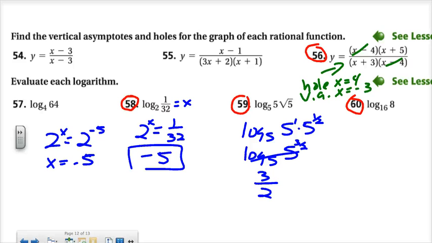And then this last one, we have logarithm base 16 of 8 equals, let's look at that one this way.